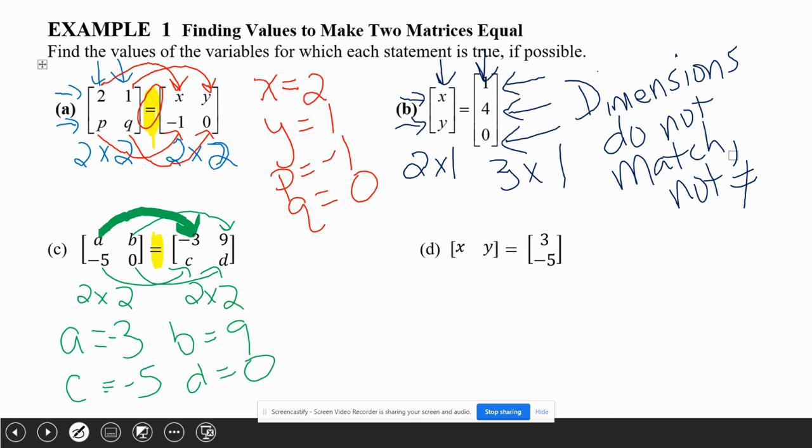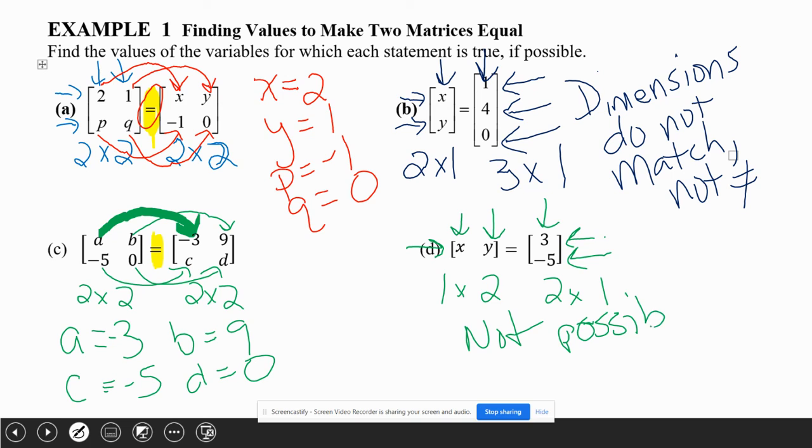In letter D, we have 1 row and 2 columns. Remember, if it helps you to do these arrows, 1 row and 2 columns. On the right side, we have 2 rows and 1 column. So this one, again, is not possible because the dimensions don't match.